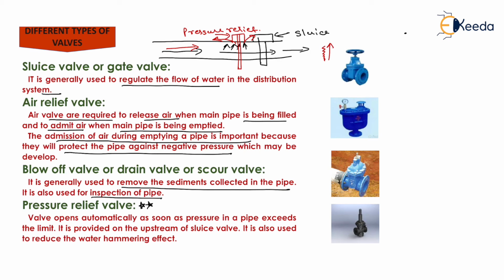Now, due to providing this pressure relief valve on the upstream side of the sluice valve, we protect the water main pipe from the water hammering effect or from the bursting problem. So the valve opens automatically as soon as the pressure in a pipe exceeds the limit. It is provided on the upstream of the sluice valve. It is also used to reduce the water hammering effect. We have already discussed all the possible combinations of pressure relief valve.